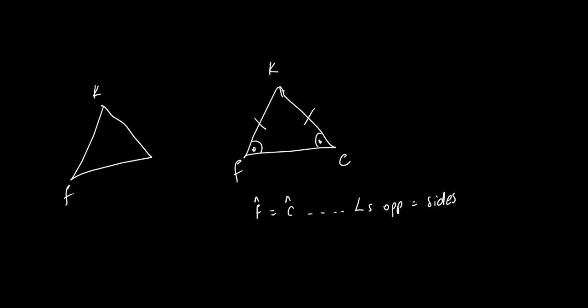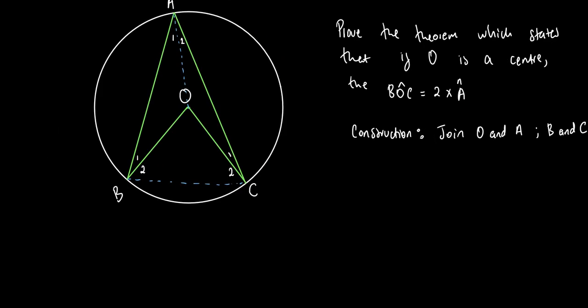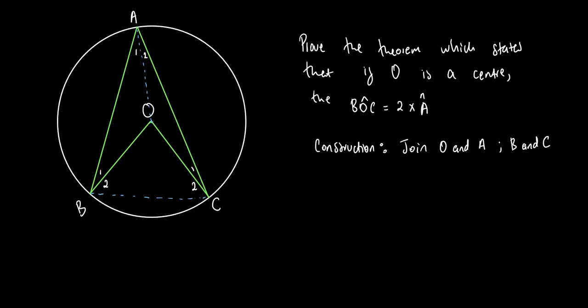If I have triangle KFC, let's also remember that angle K plus angle F plus angle C will give me 180, the reason being that these are the sum of angles in a triangle. So these two reasons are the most important reasons you're going to need to solve these theorems. So now what you're going to say is that because we have constructed B, C, AO is equal to OB, is equal to OC.